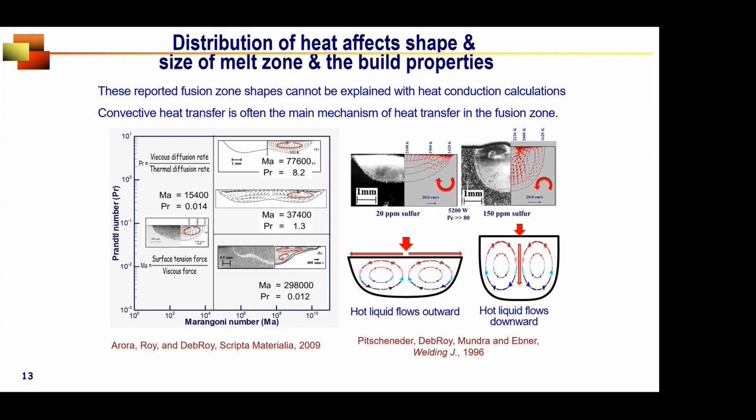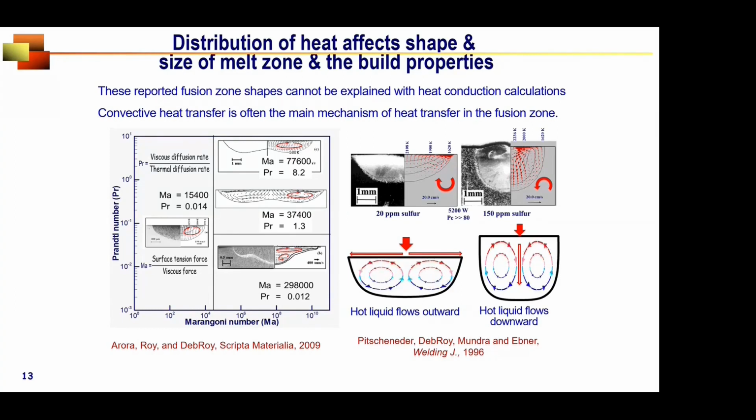Also, consider the role of surface active elements such as sulfur, selenium, tellurium. Here we are showing a steel fusion zone, one on the left with 20 parts per million of sulfur, and one on the right with 150 parts per million of sulfur. When we have 150 parts per million of sulfur, the convection pattern is different. On the right, we have hot liquid metal from the middle of the pool going downwards and melting the pool way below.